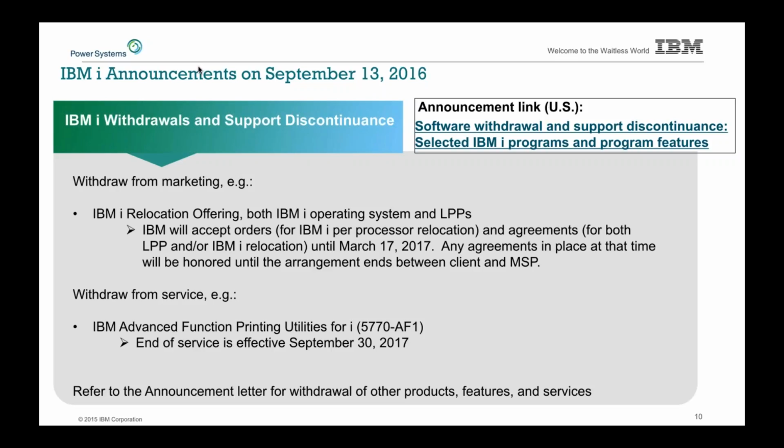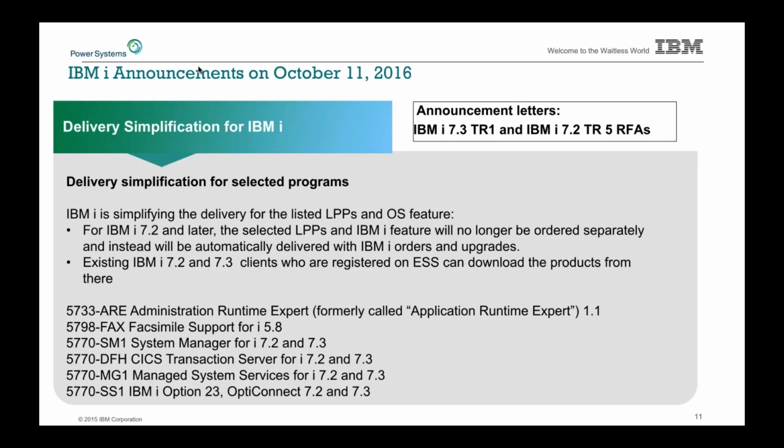Then the other simplification thing that I'm rather excited about is we're simplifying how you get a number of products. In the past, all of these products I have listed here at the bottom, you would have to order individually, and you would be paying a very small amount. So you could get ARE and it would have cost you $250 or something like that. If you would have ordered fax, it would have cost you a small amount of money. Same with system management or KICS, managed system services, or OptiConnect.